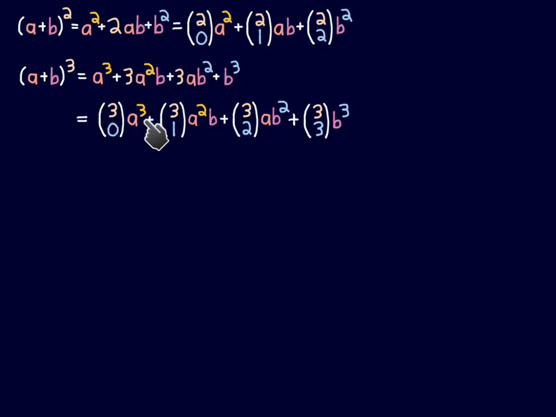Notice also, each one of these terms has 3 factors other than the binomial coefficient. It has, right, AAA, AAB, ABB, and BBB. 3. Why 3? Because it's cubed.